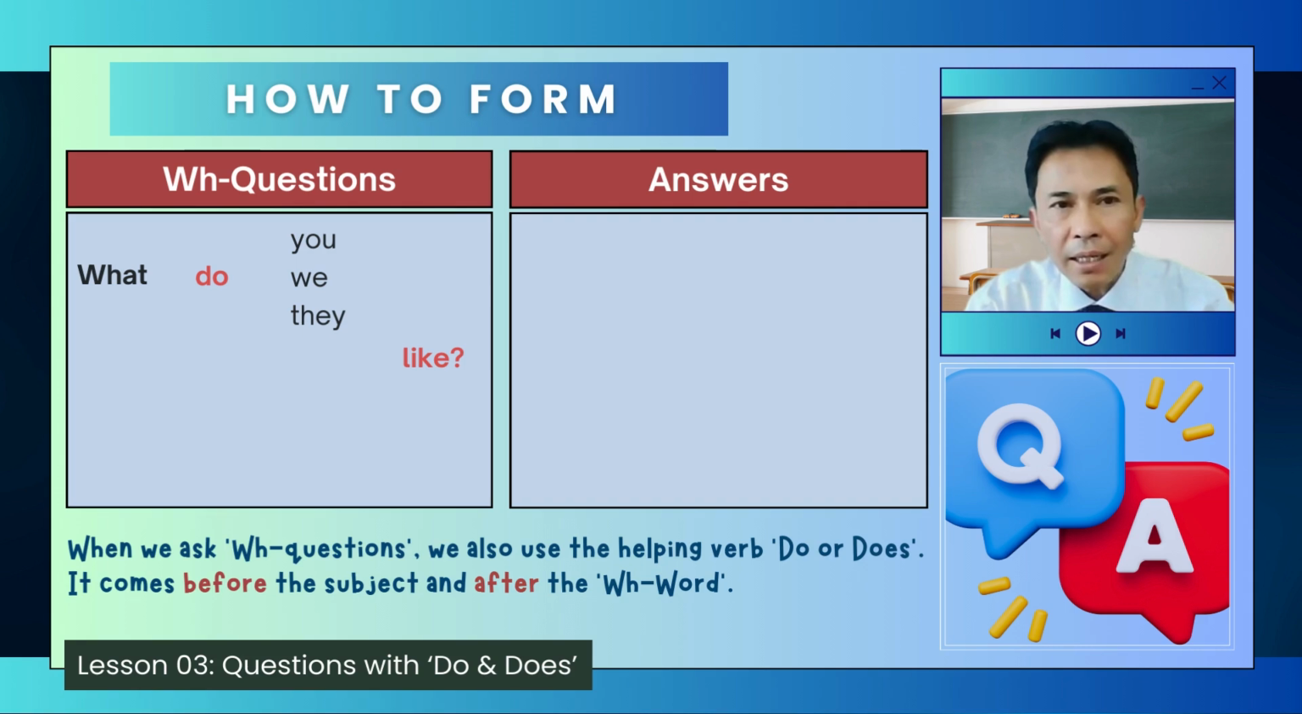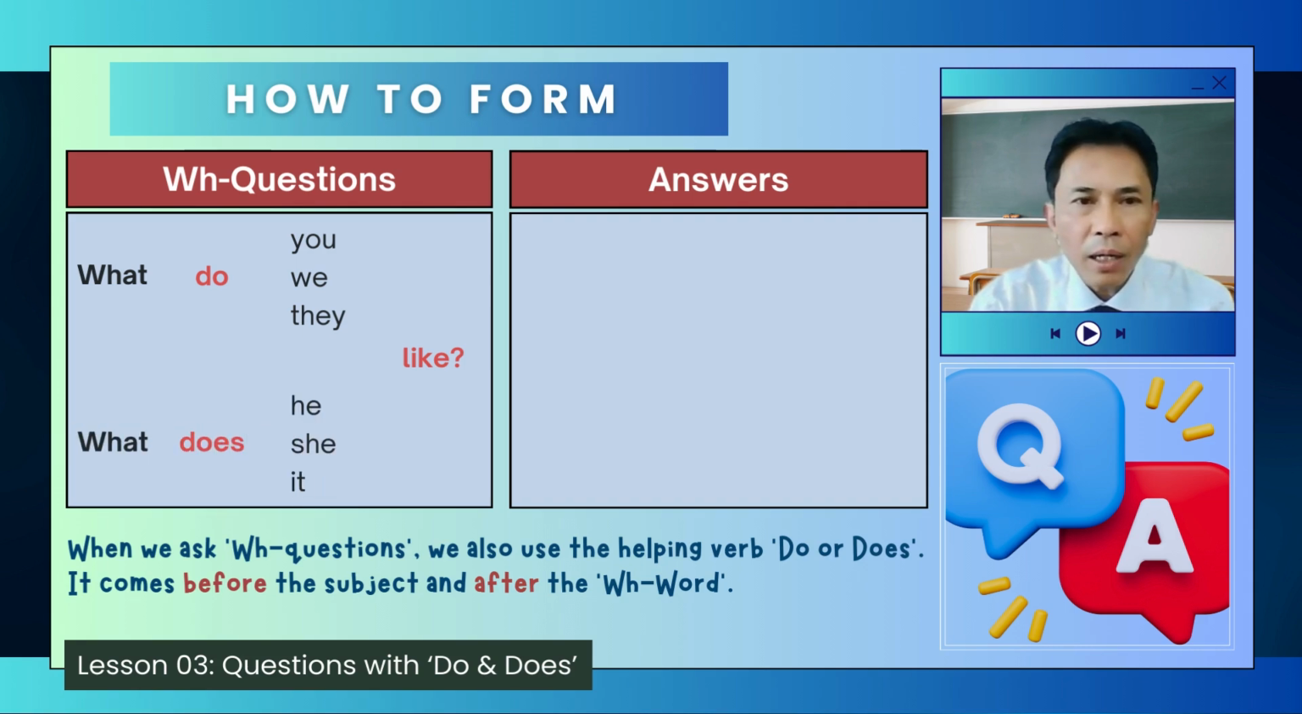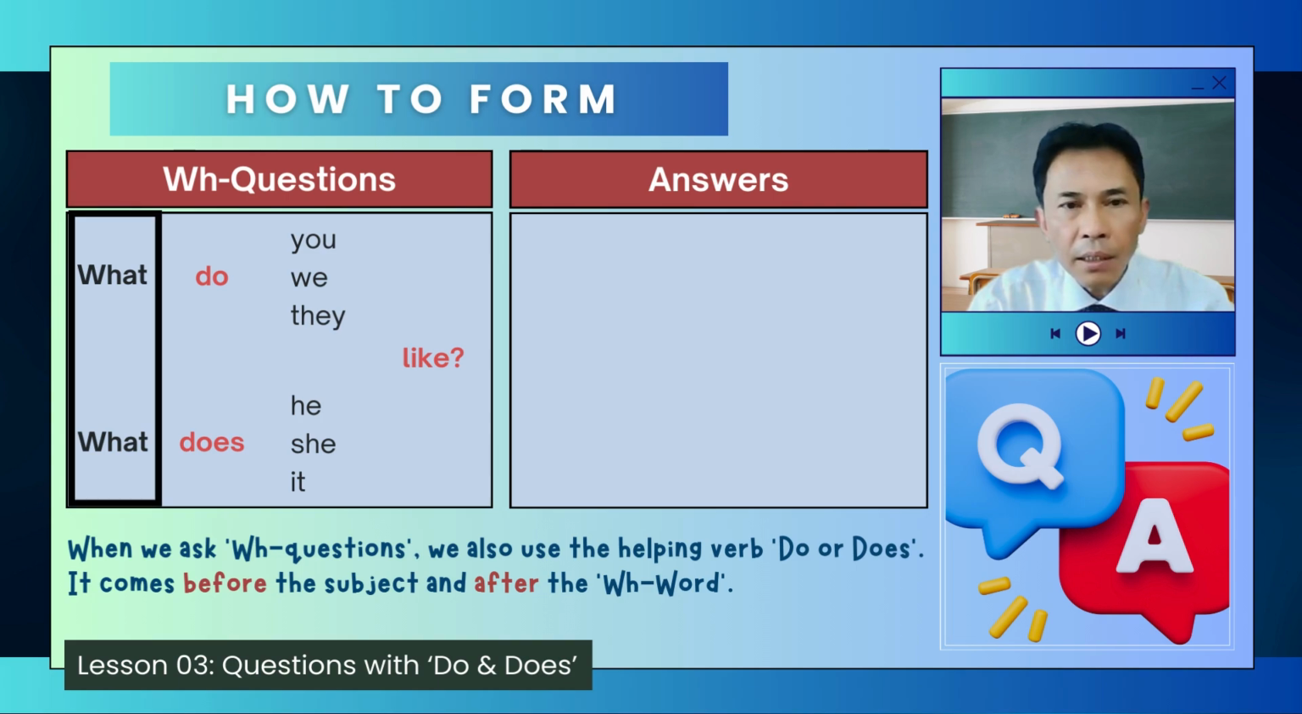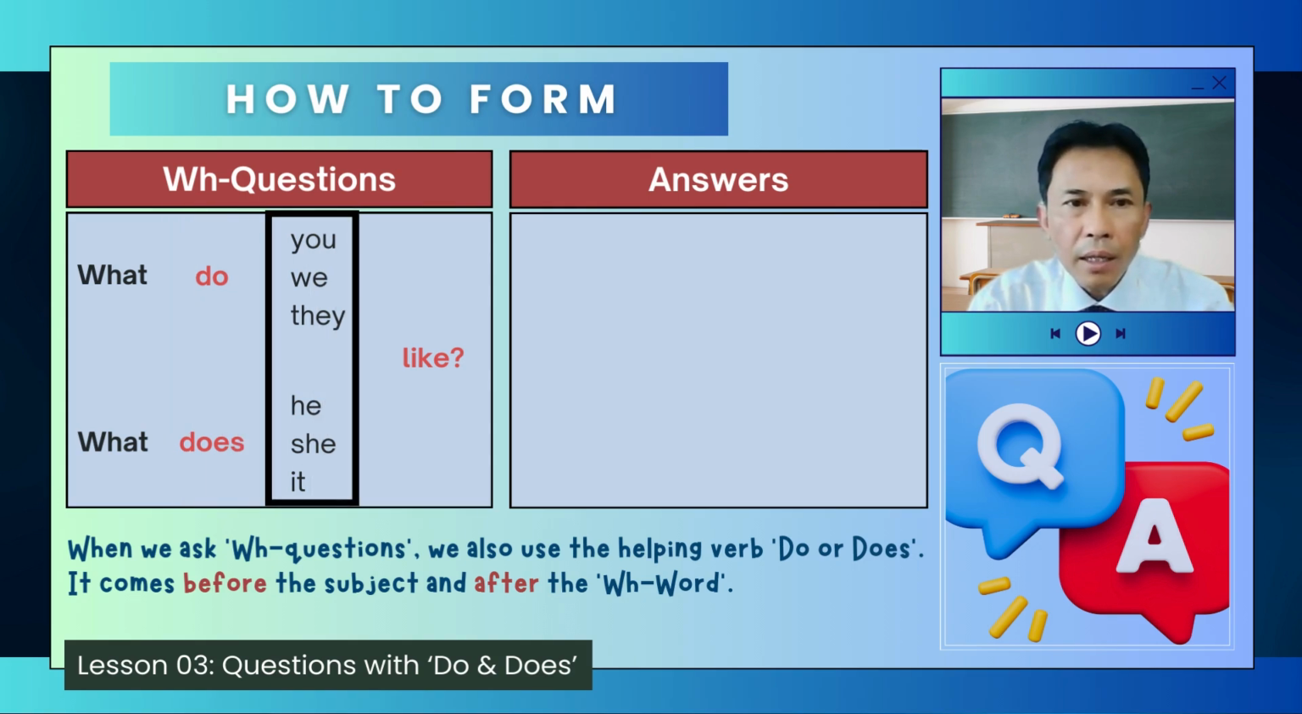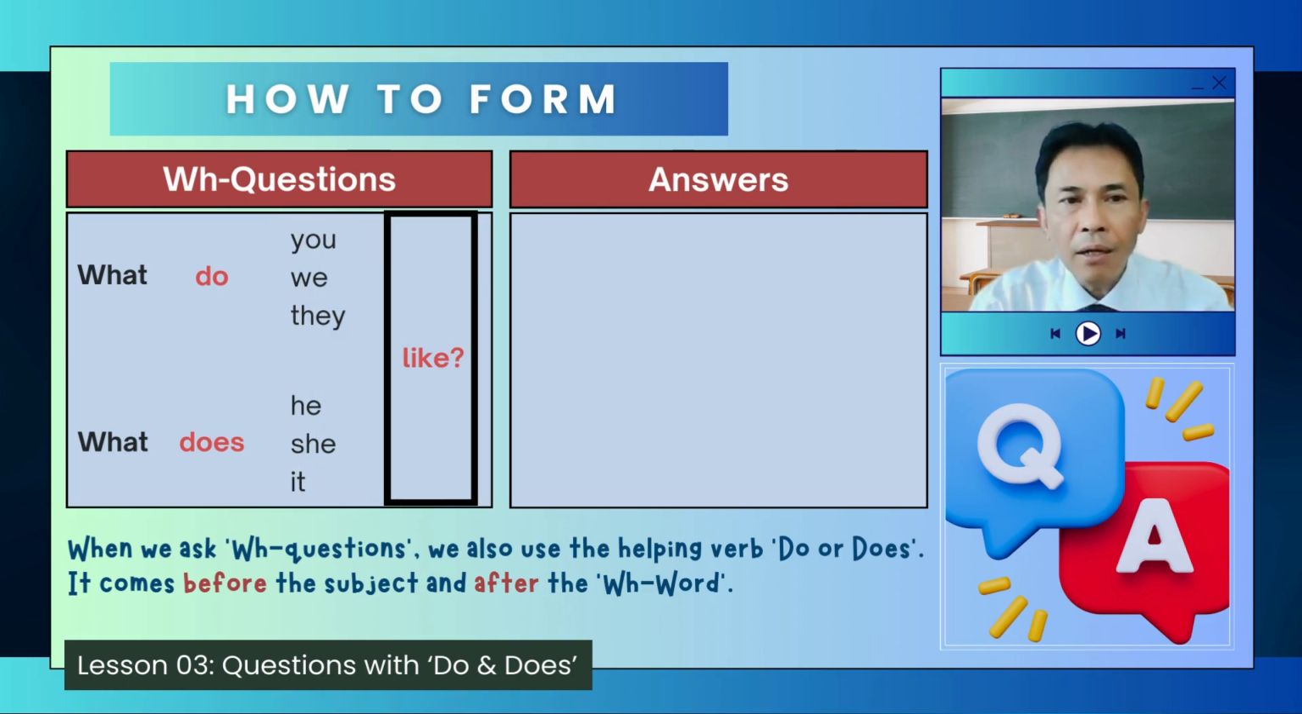What do they like? What does he like? What does she like? What does it like? So, as you can see, the WH word "what" comes first, followed by the "do" or "does," and then the subject: you, we, they, he, she, and it, and then the main verb "like." Let's look at how we answer the WH questions.